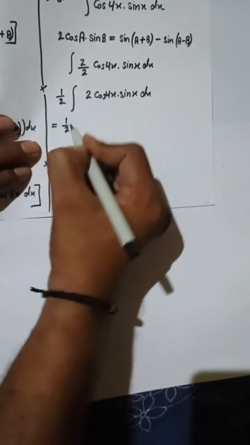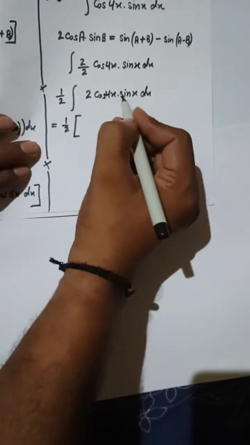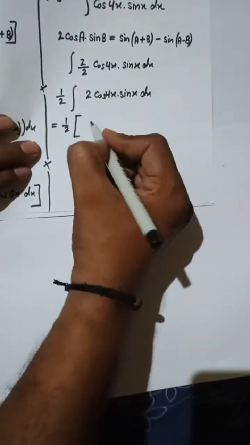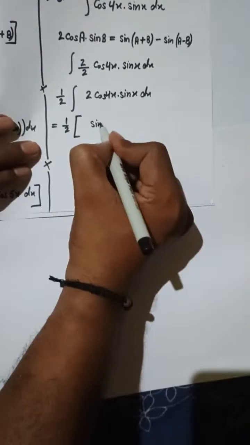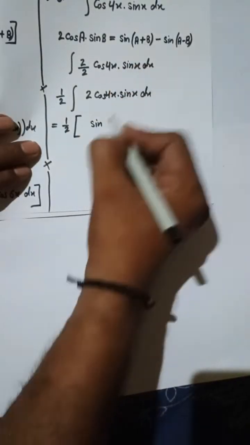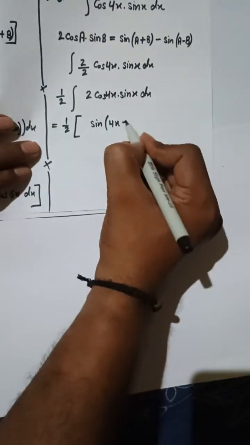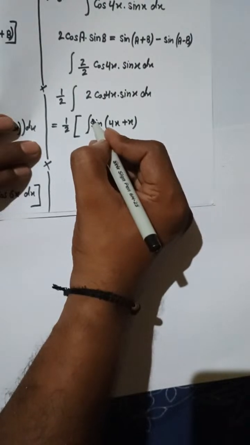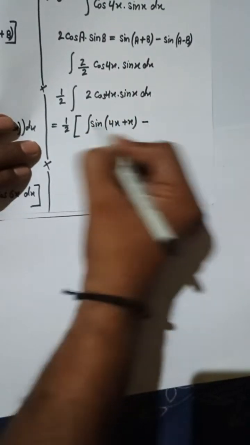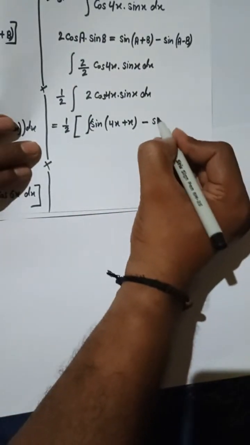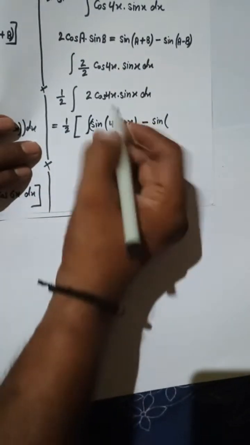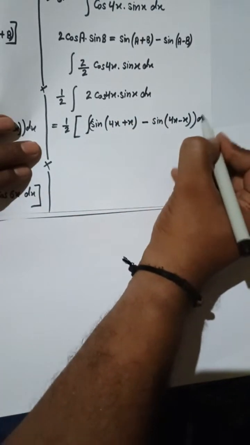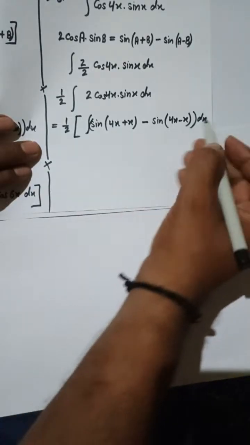And now what do we have to do? We have this formula over here. We need to go through the transformation. I have sine, and both 4x and x will be added together, so I'm adding 4x plus x, and the integration is there already. Then minus sine, and now the time for subtraction, 4x minus x, and then dx.